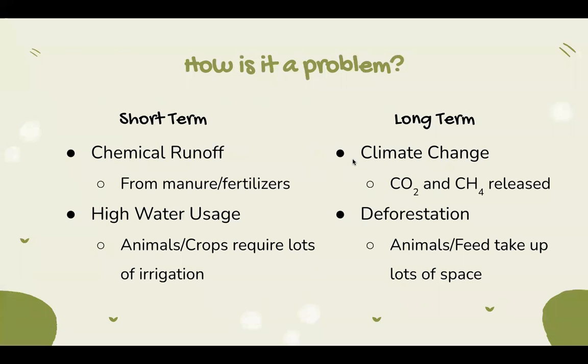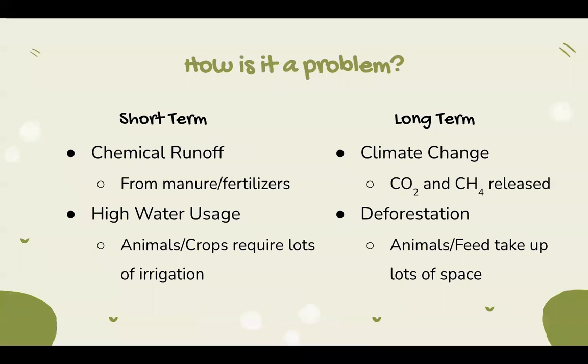In addition to these short-term effects, animal agriculture also can create long-lasting change. The foremost of those is climate change. Because we are raising animals, they do release lots of gases, primarily methane and carbon dioxide. These gases cause the greenhouse effect, which causes the global temperature to increase, which has its own whole host of problems.